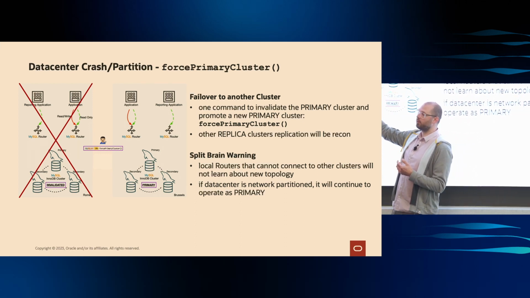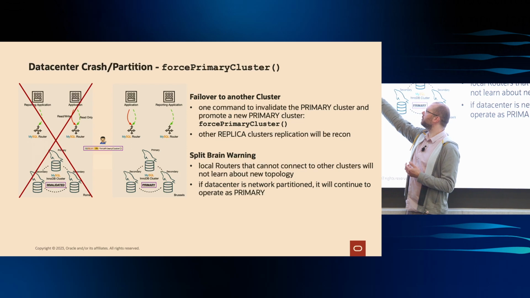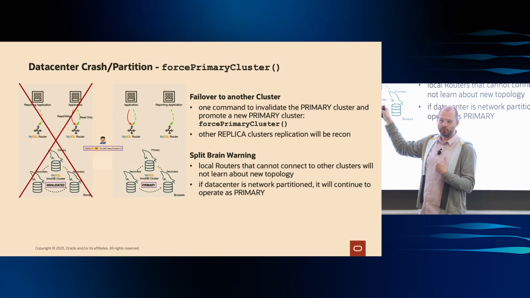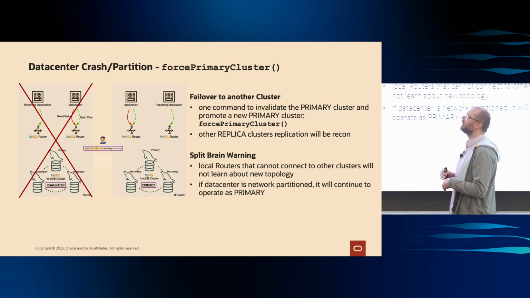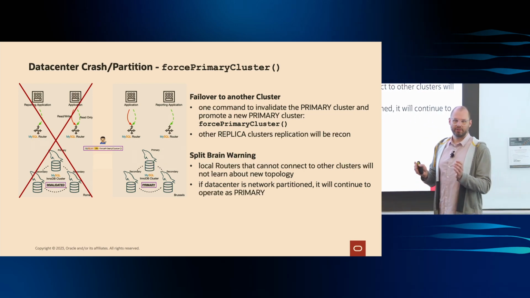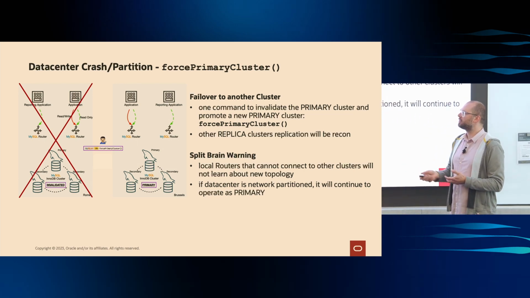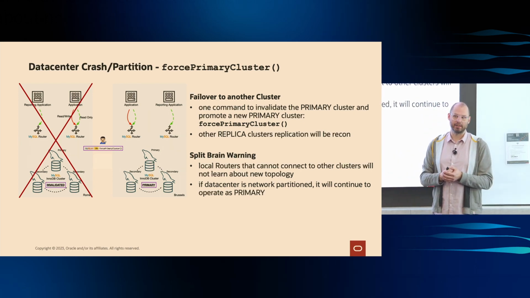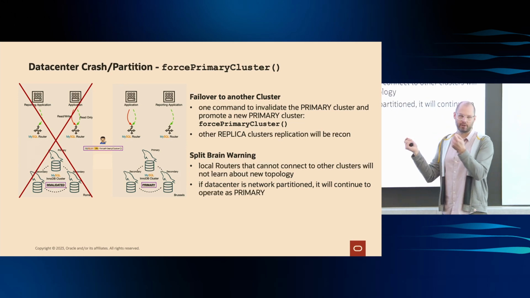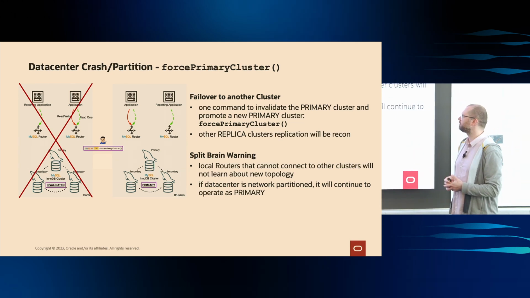Let's say the network comes back. Those routers will automatically learn that this is now the newer primary cluster, and they will automatically reconnect traffic. So you don't have to do anything to get everything back up and running. That cluster is still invalidated, and you can bring it back if there's no split brain. You can bring it back just by rejoin cluster. It's just one command.